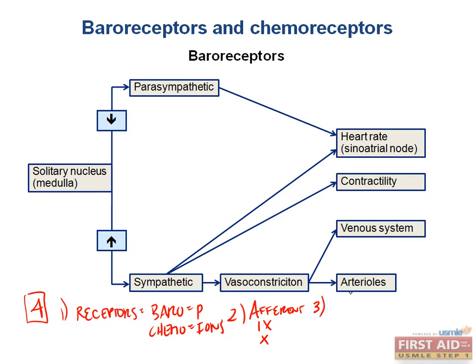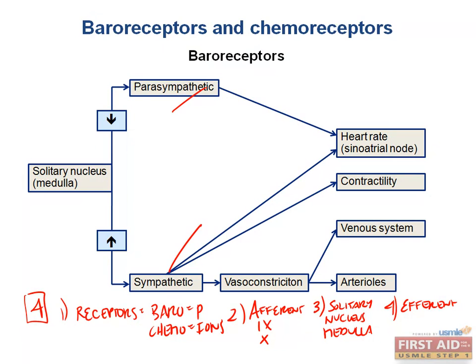Number three, we need somewhere in the brain to put it all together. This is the solitary nucleus in the medulla for this particular reflex arc. And four, we need an efferent outflow, which will most likely be an autonomic component, either the sympathetic or parasympathetic. The receptors we are going to discuss first are the baroreceptors in the aortic arch and the carotid sinus.